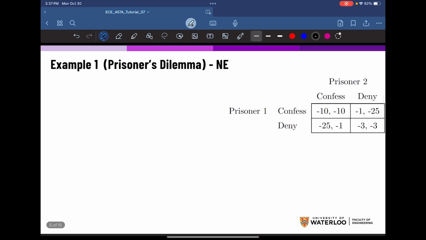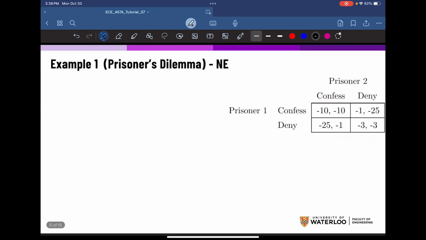Now let's move on to Nash equilibrium. The best way to identify Nash equilibria of a game is to first identify all of the outcomes that are not Nash equilibrium. So we're left with some outcomes that we can say must be Nash equilibrium.